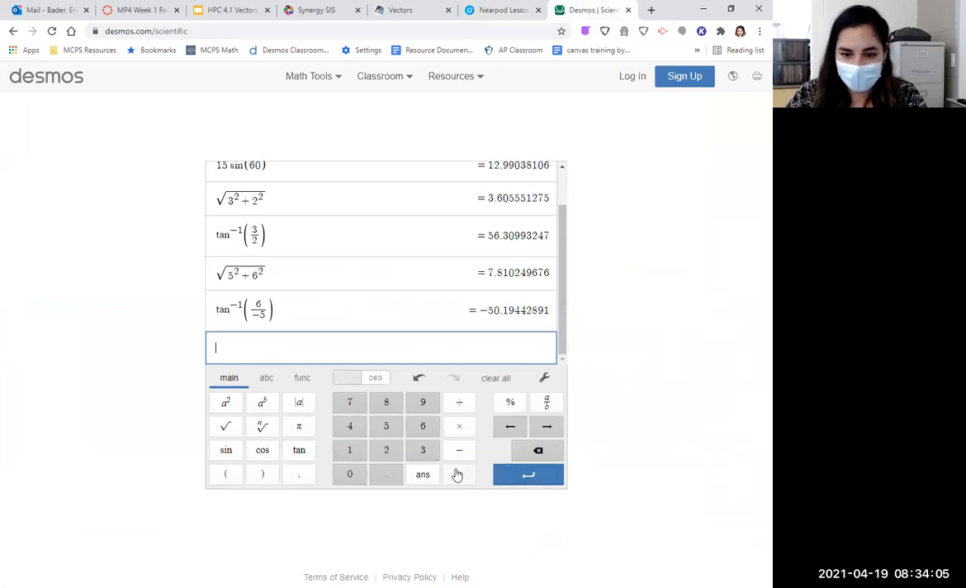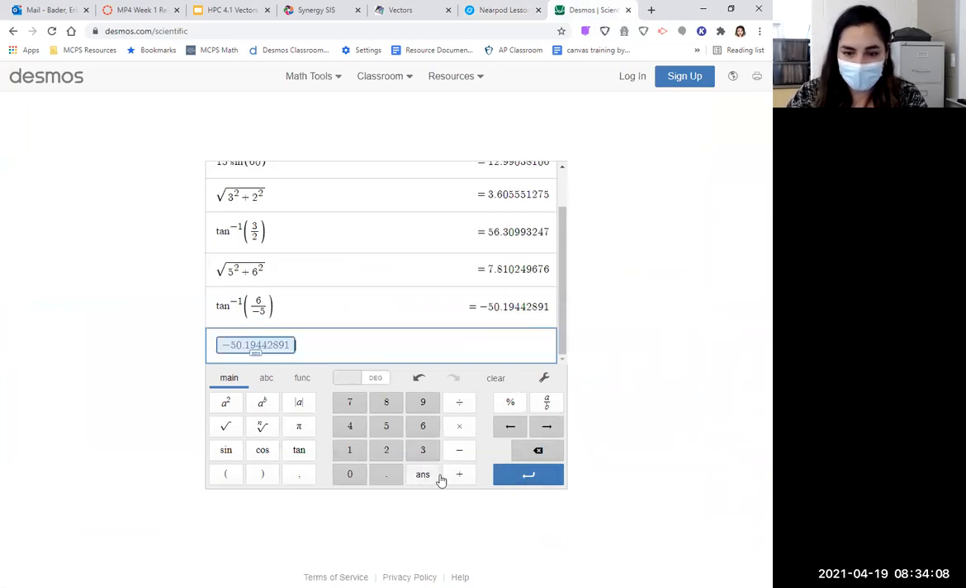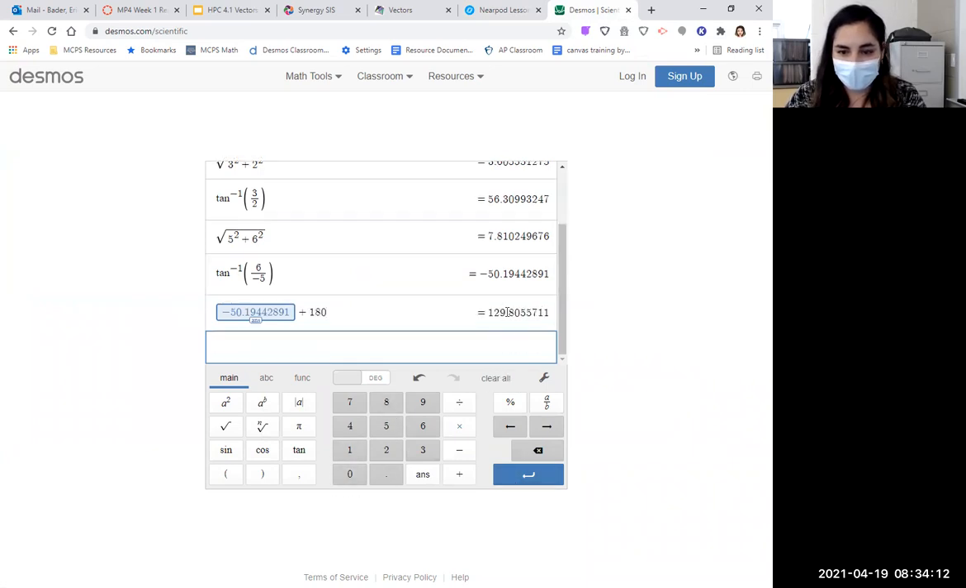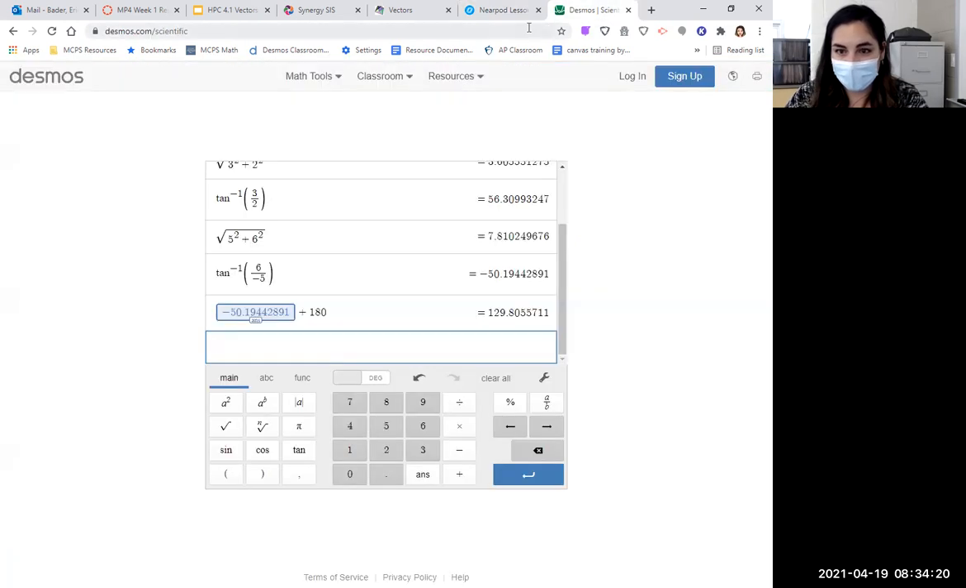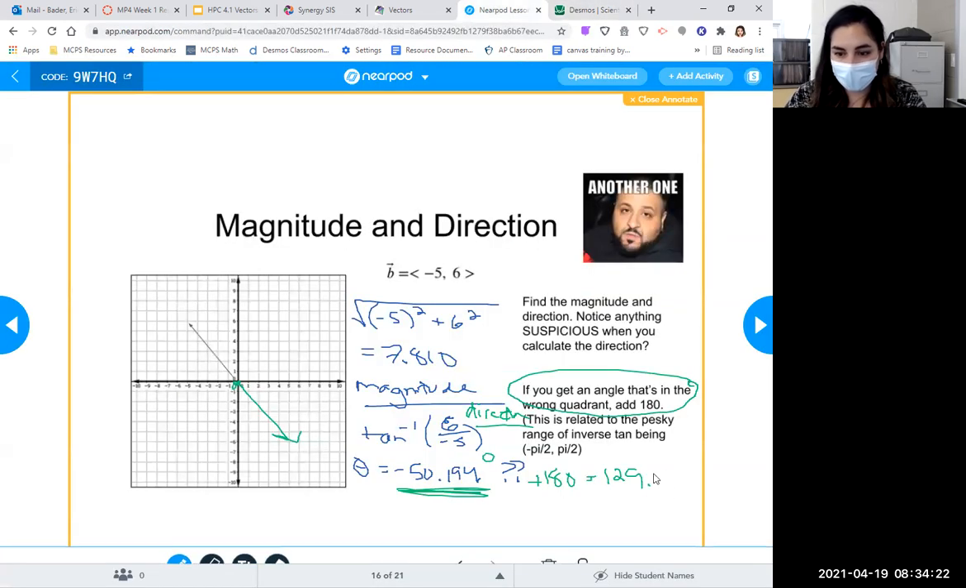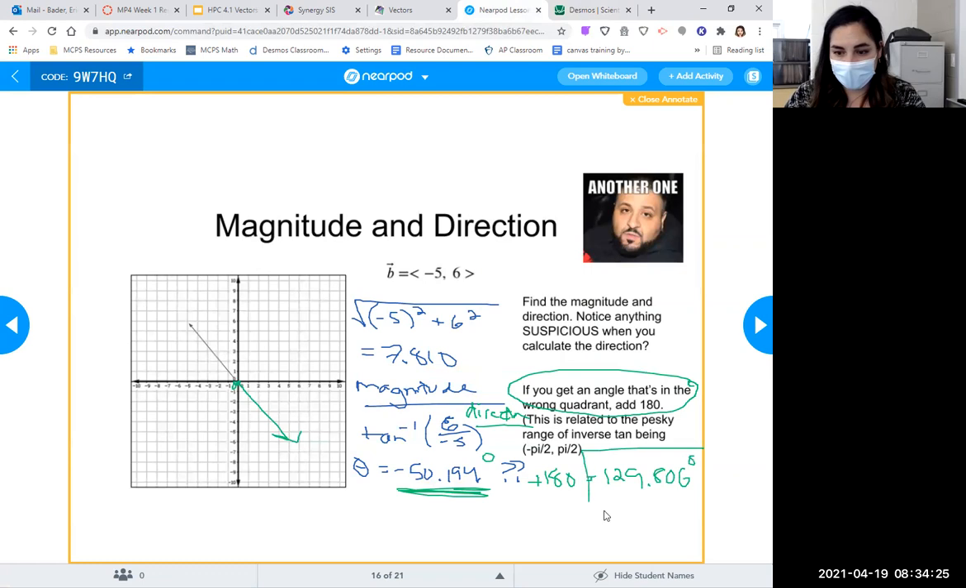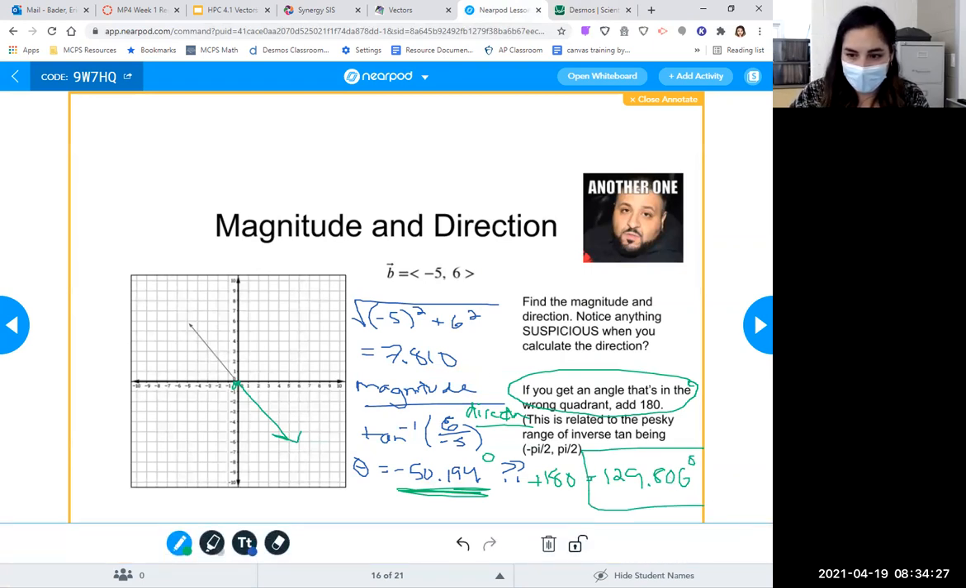So we'll just take that answer plus 180, and that should give us the correct angle, which is 129.806. Okay, all right.